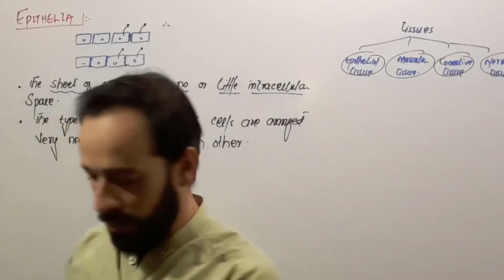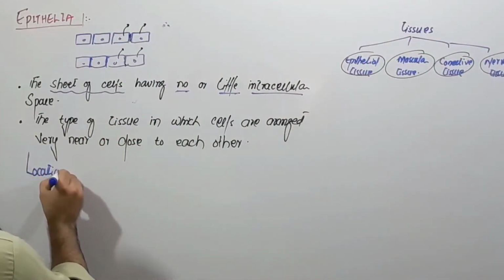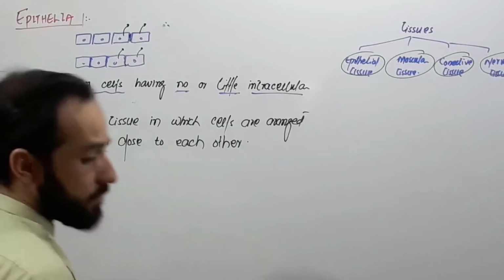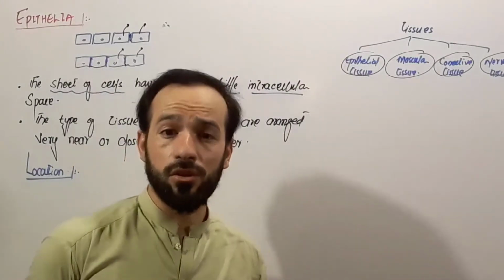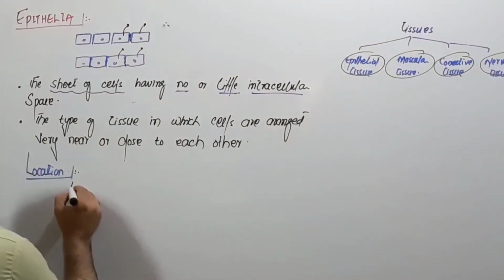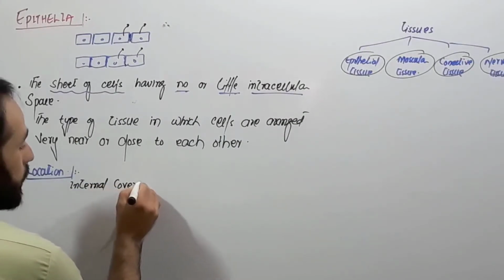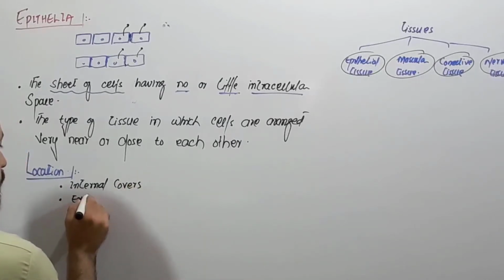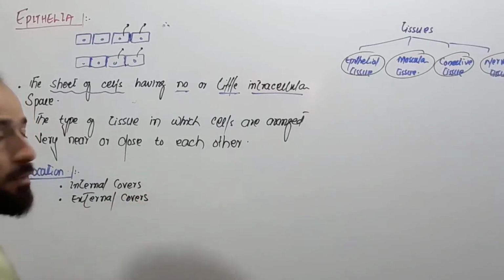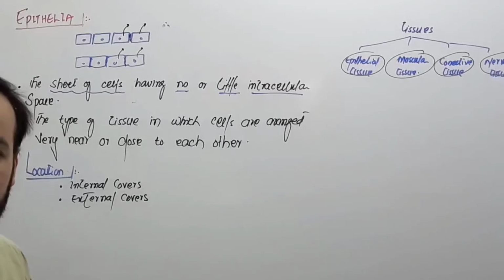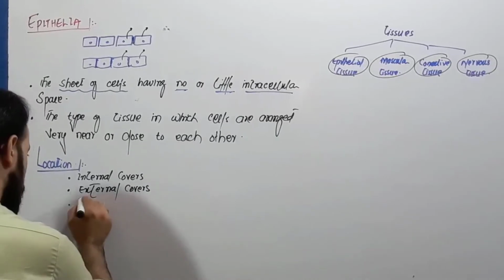Done. The next important point about this tissue is its location. Where is this tissue present in our body? If you want to talk about the location, this tissue is covering our body internally. So this tissue is present in the internal covers of the body, and also in the external covers of the body. For example, the skin is the external cover of our body. And then we also say that these tissues are present in the body cavities.